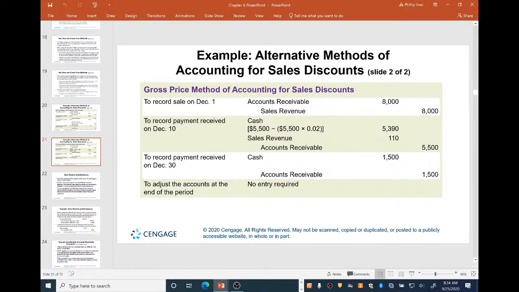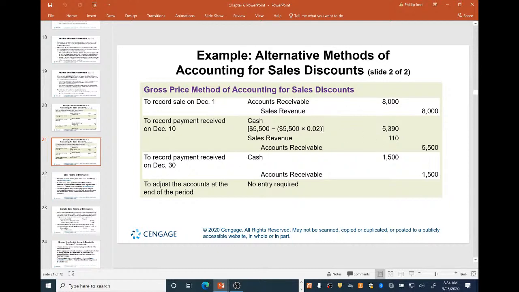Here to record payment received on December 10th, cash. So here's now that we're going to give them this discount here, and this time we're just going to reduce sales revenue because they actually took the discount. Does that make sense? Because we included the revenue up here because we recorded it gross, but now they're paying some of it up front, right?